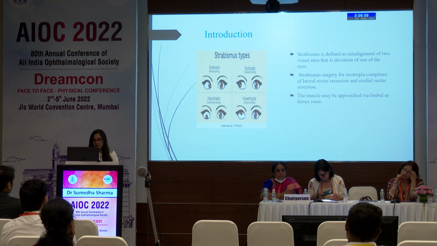Strabismus, as we all know, is defined as the misalignment of two visual axes, that is deviation of one of the eyes. Strabismus surgery for exotropia comprises of lateral rectus recession and medial rectus resection. The muscle may be approached via limbal or fornix route.